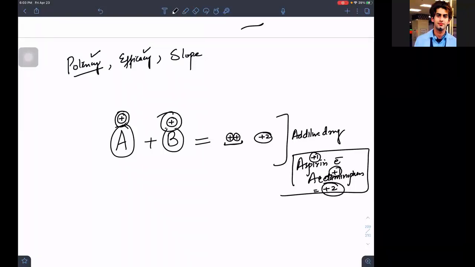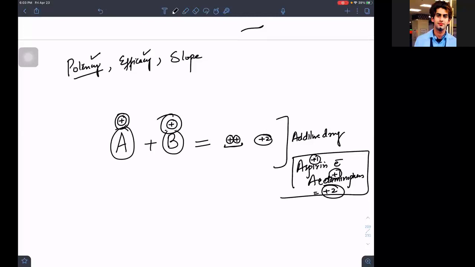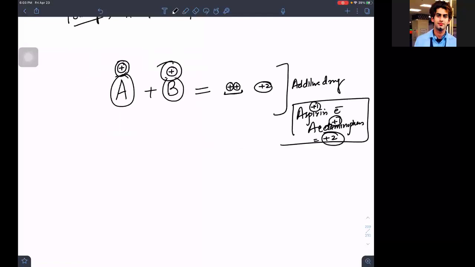The second term is potentiation. Before saying potentiation, I have to explain synergism, and before synergism, I have to explain the permissive effect. So let me first tell you another example.